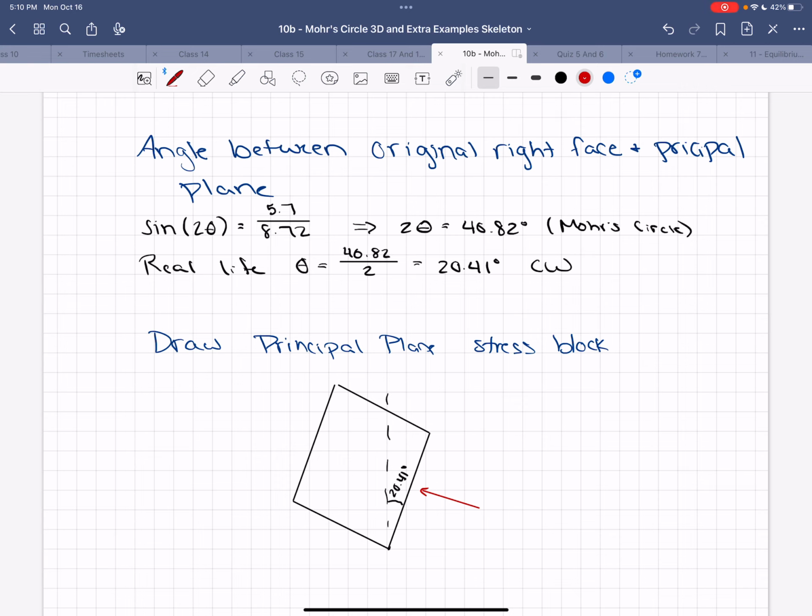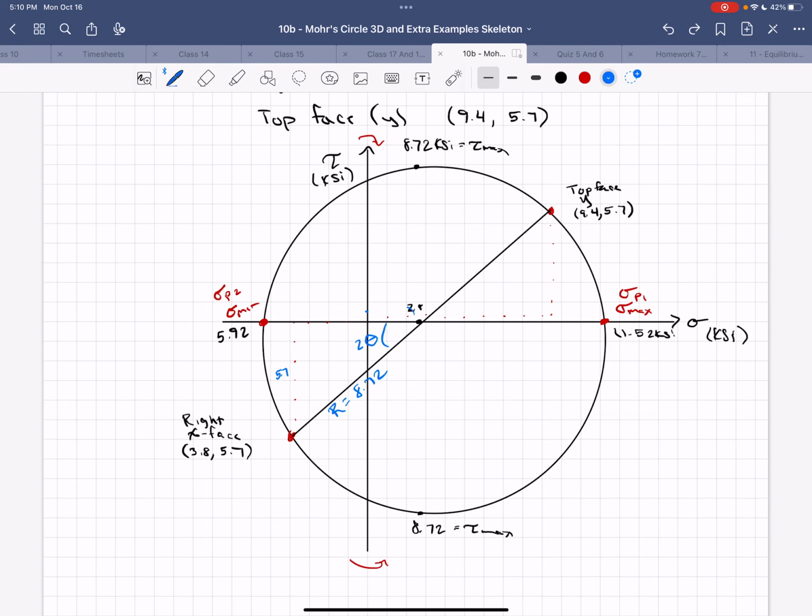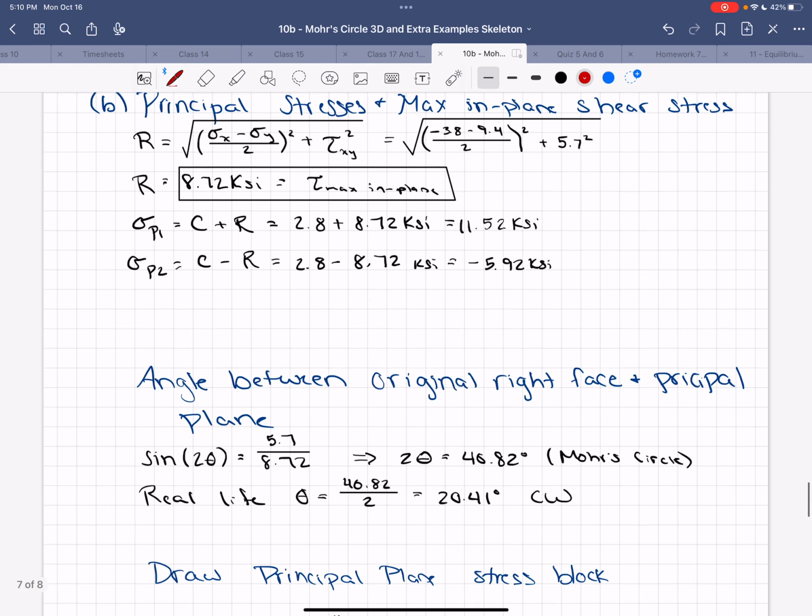This is 5.92. And this is compression. Well, we don't have to label that side. It's the same. Okay. Then the top face. So if I rotated, this is also 2 theta. So that one, the Y face went, oh, I didn't put a 2 theta. The top face moved to this, the sigma P1 or sigma max. So that's 11.52, and that's in tension.